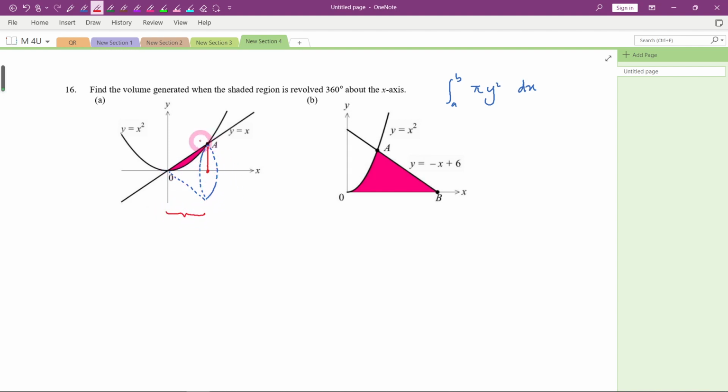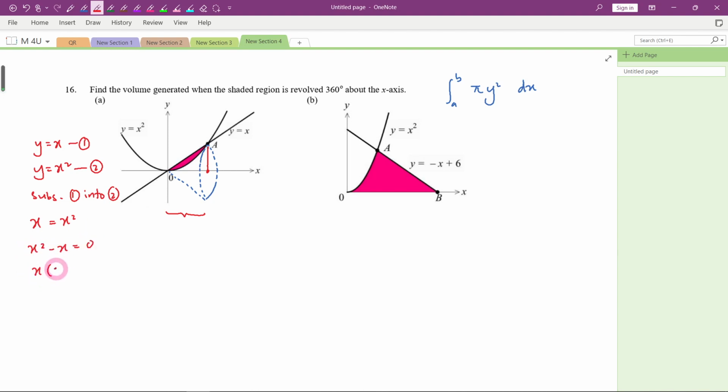To find the intersection point between this and this, we need to solve them simultaneously. Y is equal to x, first equation. Second equation, y is equal to x squared. Substitute the first equation into the second equation. Y is equal to x, right? I am going to replace this by x. So x squared minus x is equal to 0.